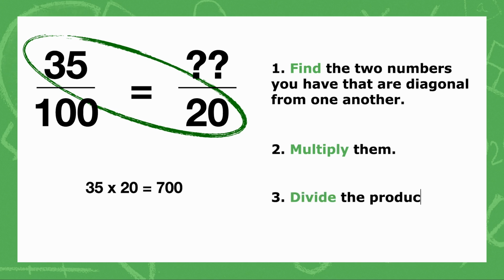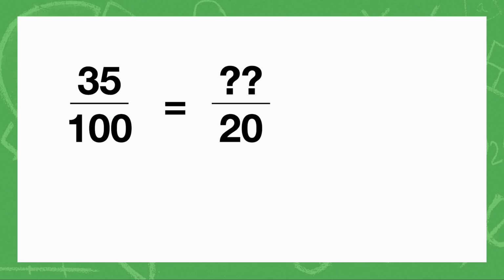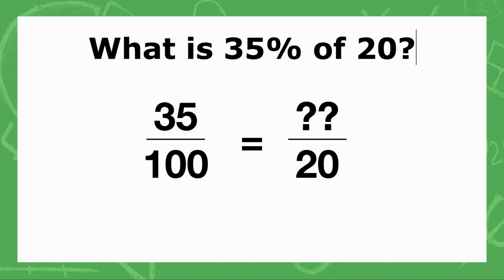And lastly, we'll divide that product by the third number. 700 divided by 100 equals 7. That's our answer for this equal ratios percent problem. So going back to our original question, what is 35% of 20? 7 is the number, or the dollar amount in this scenario, that you're going to save on a $20 item.